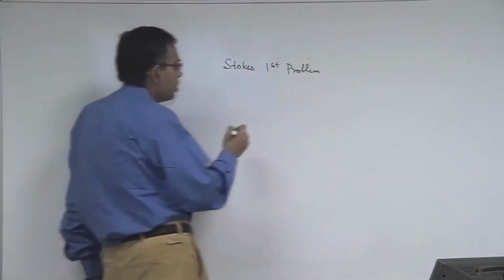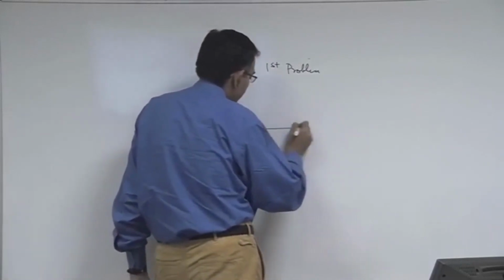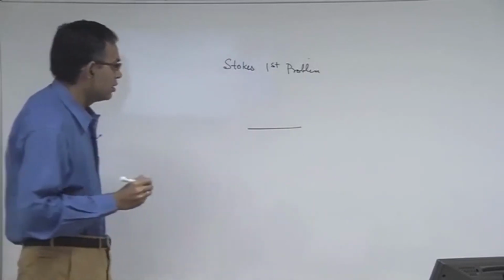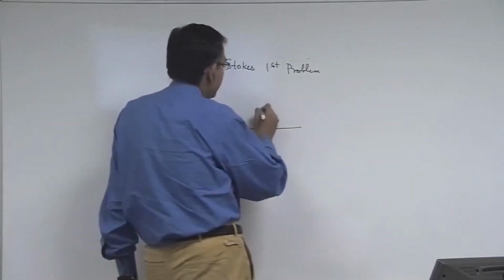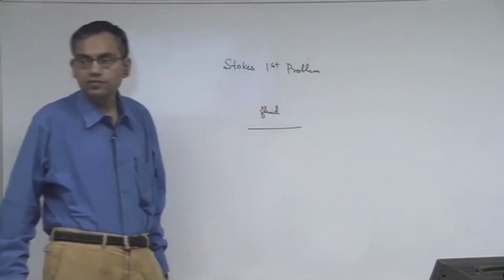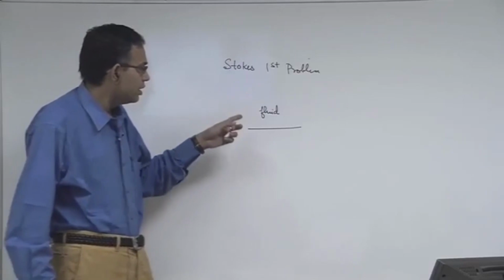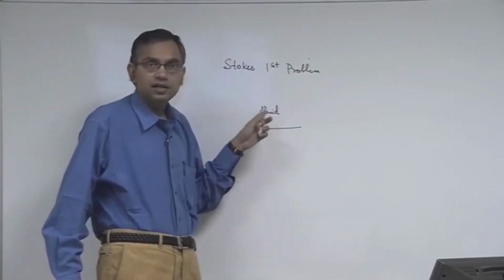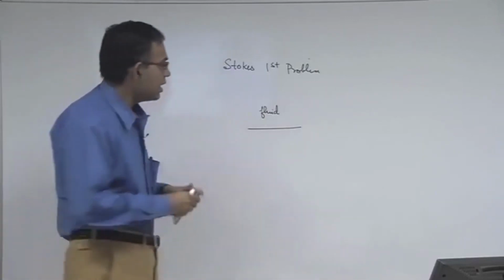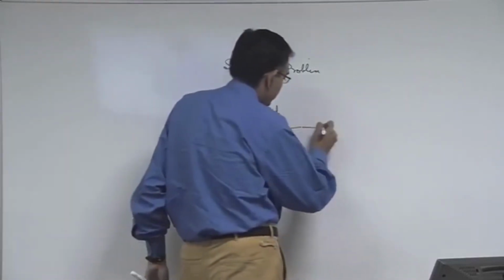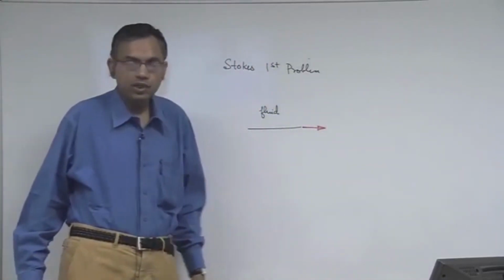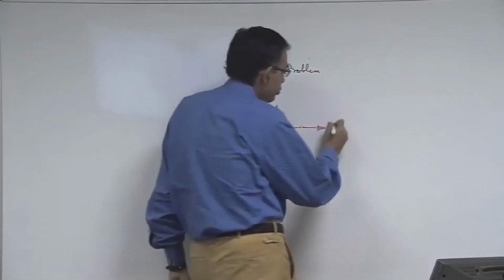So, Stokes' first problem is something like this. You have a solid plate and there is a fluid over the top of the solid boundary. This fluid is initially stationary. Now, you suddenly pull the plate with a particular velocity, say u equal to u0.